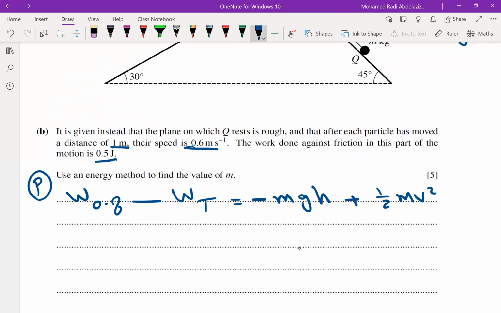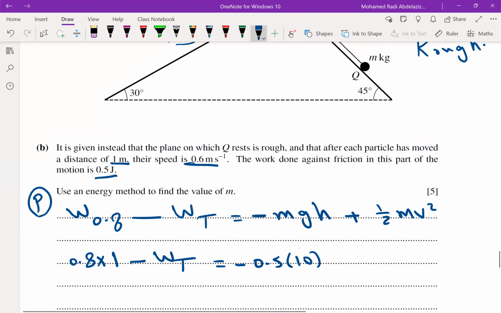The work done by the force 0.8 is equal to the force times distance, which is 1, minus the work done by the tension, which will be tension times 1. So leave it, because when we get the equation of the system, the work done by tension positive and the work done by tension negative will be removed. Negative, mass is 0.5, 10 g, where is the perpendicular height?